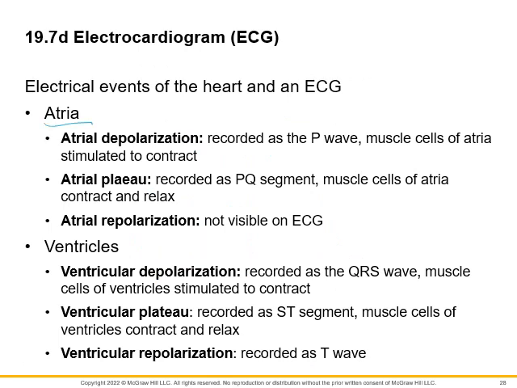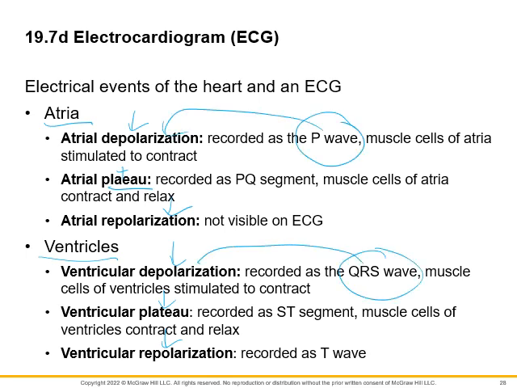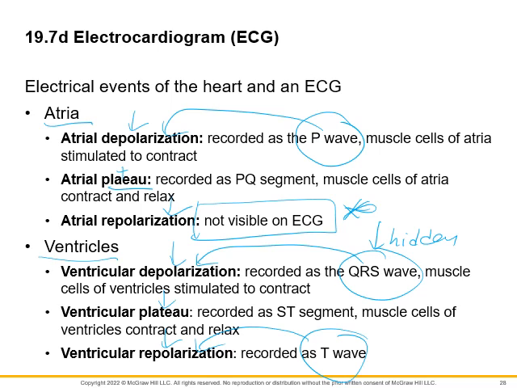So are the atria depolarizing, doing plateau, doing repolarization? Oh, there's a T missing, right? Are the ventricles doing depolarization, plateau, repolarization? Yes. What can you see? The P wave, atrial depolarization. QRS wave, ventricle depolarization. T wave, ventricle repolarization. We cannot see the atrial repolarization because it's hidden by this ventricle depolarization.